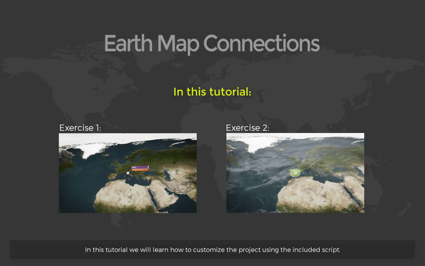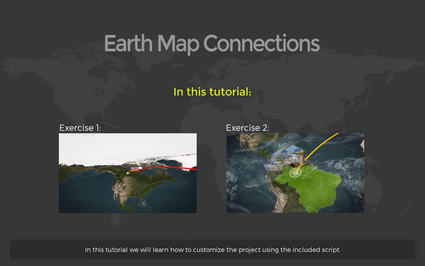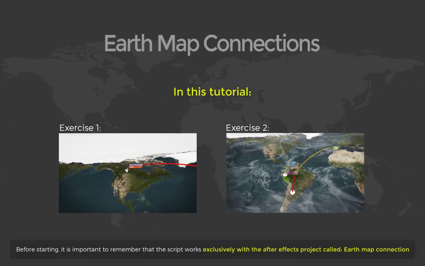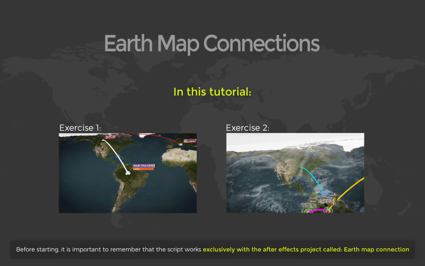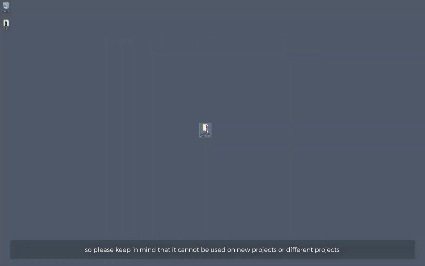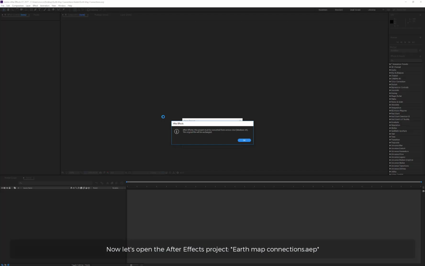In this tutorial, we will learn how to customize the project using the included script. Before starting, it is important to remember that the script works exclusively with the After Effects project called Earth Map Connections, so please keep in mind that it cannot be used on new projects or different projects. Now let's open the After Effects project Earth Map Connections.